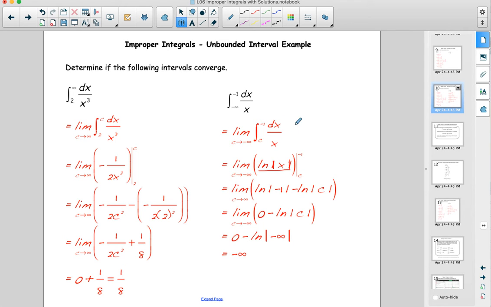Because the only restriction on the original function here is x can't be 0. It can be negative numbers. If you don't put the absolute value around here, you're not going to be able to plug in the negative number. And look what we were trying to plug in. It was a negative number.